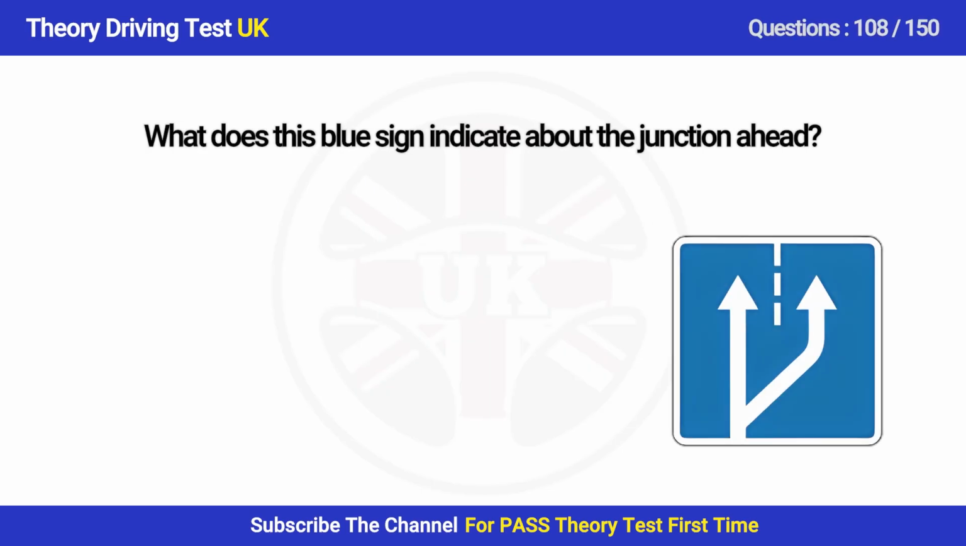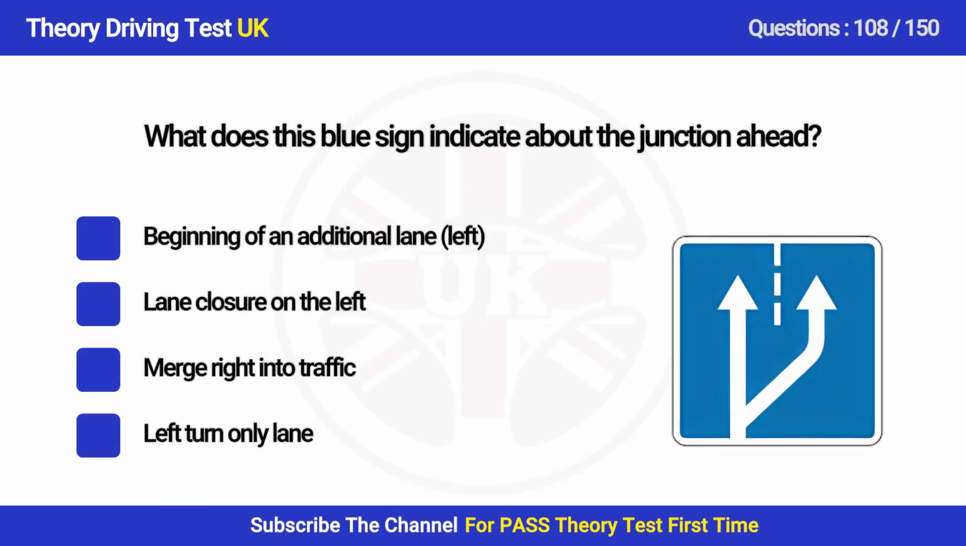Question 108. What does this blue sign indicate about the junction ahead? A. Beginning of an additional lane left. B. Lane closure on the left. C. Merge right into traffic. D. Left turn only lane.